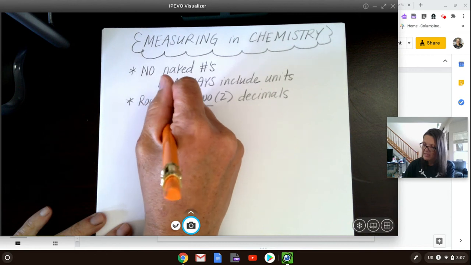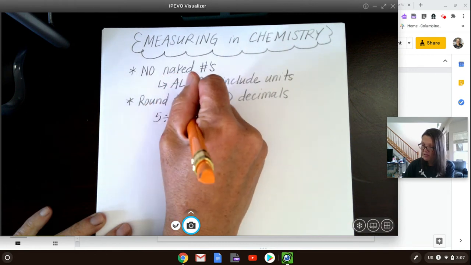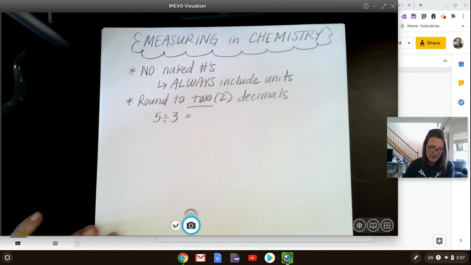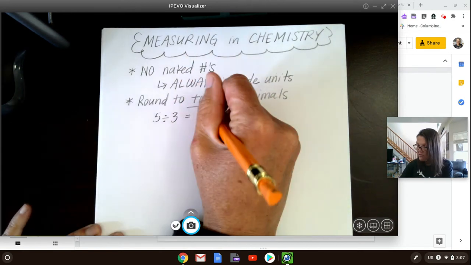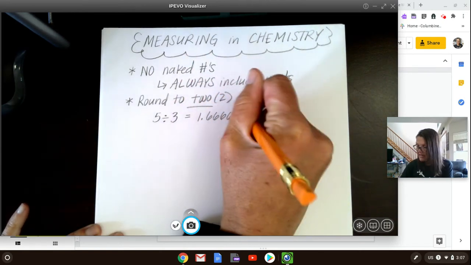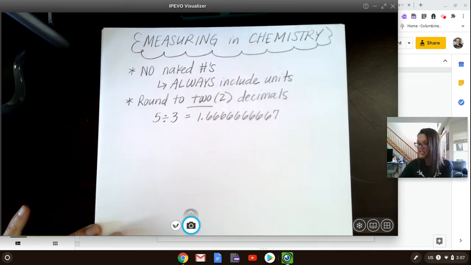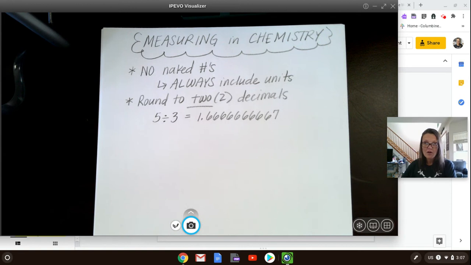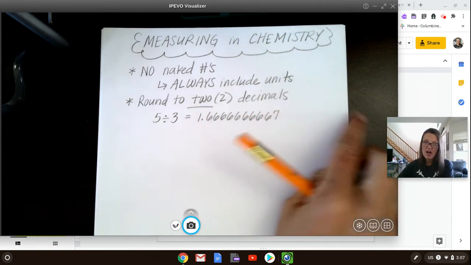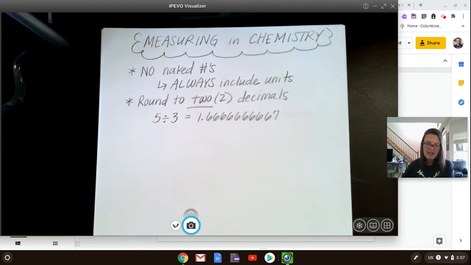Well, for example, if I was to ask you to take 5 divided by 3 and you were to type it into your calculator, what you would get is a number that probably looks something like this. And the number of 6s there is 100% dependent on how many digits can fit in your calculator. But this actually goes on and on and on for a really long time. I don't want anybody to write out that many numbers. We all have other things to do.